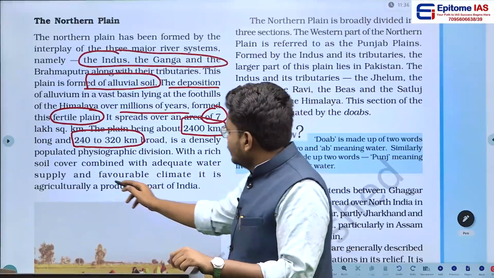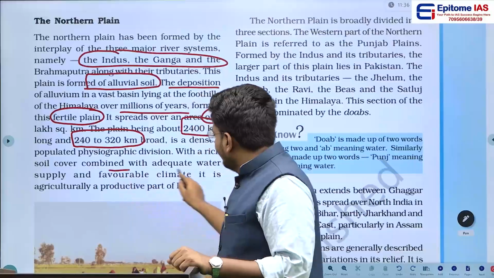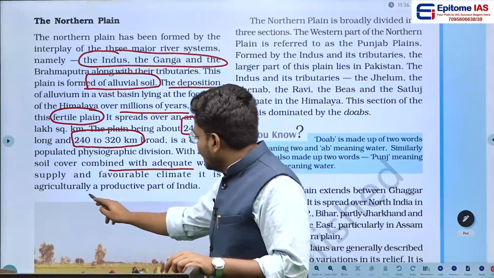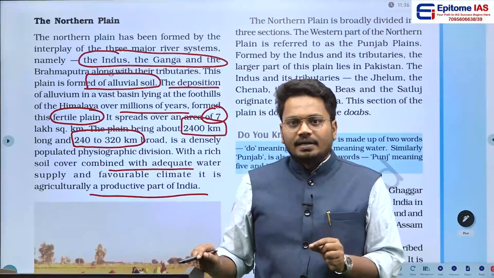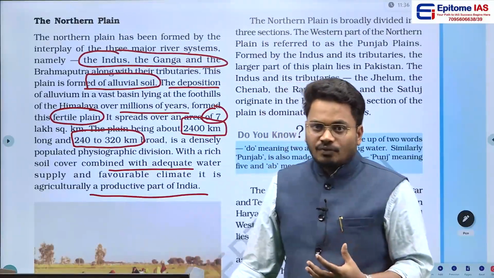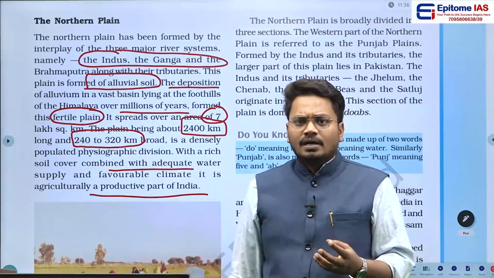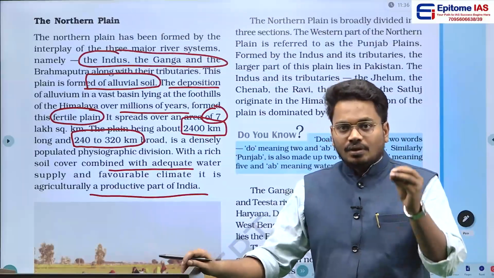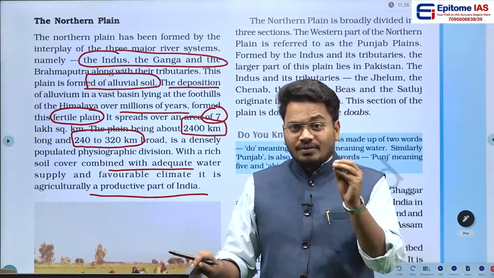With a rich soil cover combined with adequate water supply and favorable climate, it is an agriculturally productive part of India. That is what I told you. Since we have a high abundance of water and highly fertile soil, this area is very, very productive.